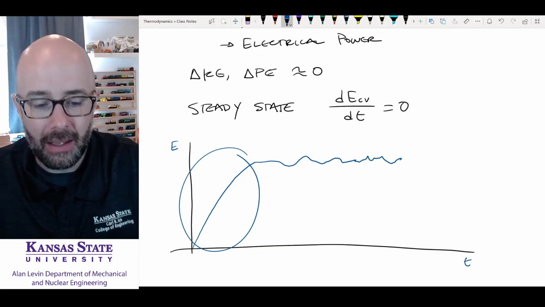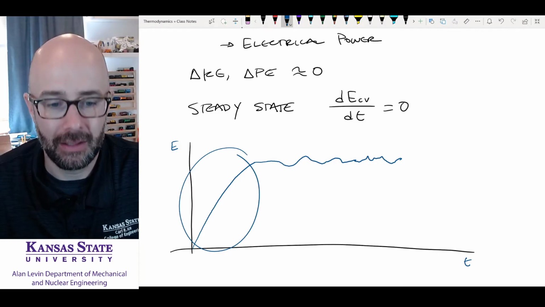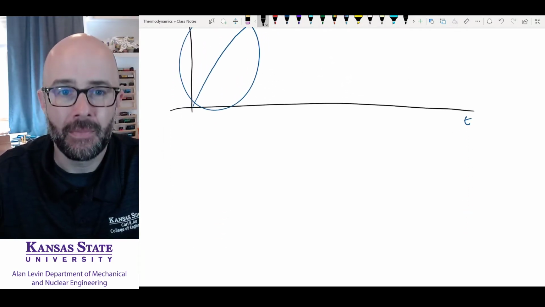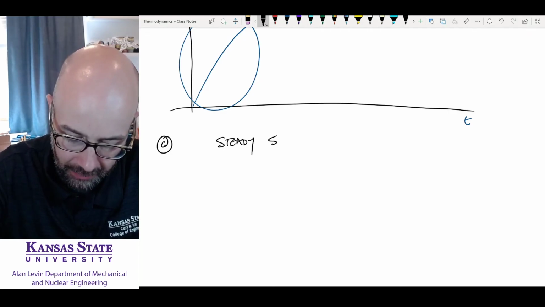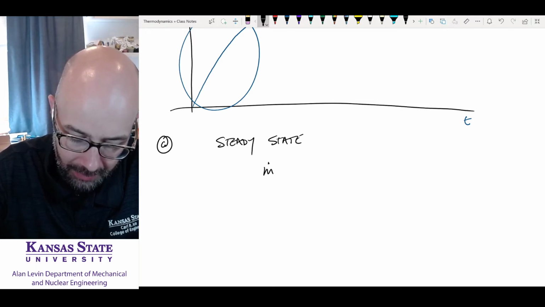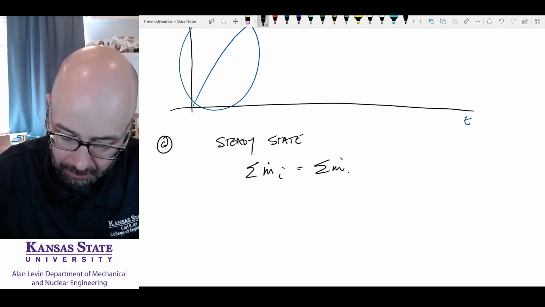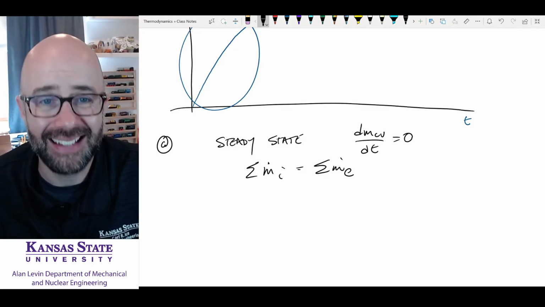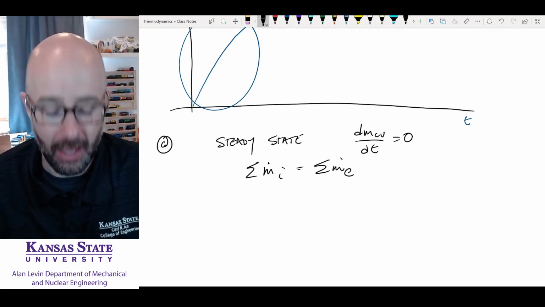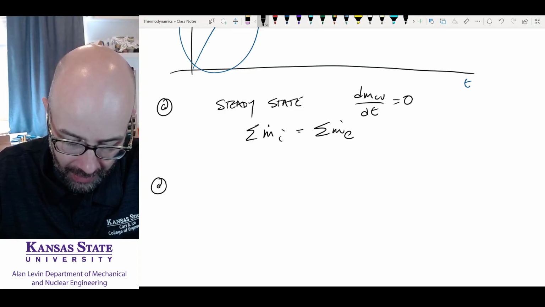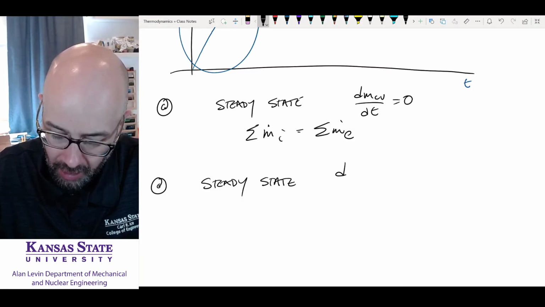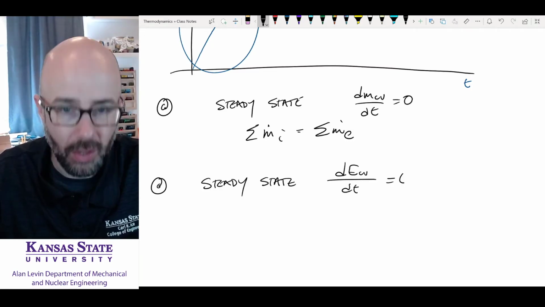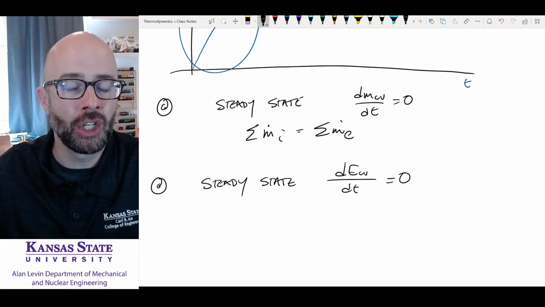Now, if you see a control volume at steady state, what you know is, at steady state, the sum of the mass flow rates in is equal to the sum of the mass flow rates out. Okay? Because the change in mass of the control volume with respect to time is equal to 0. The mass did not change in that control volume over time. The other thing we can say at steady state, the change in energy of that control volume with respect to time goes to 0. And so the energy coming in is equal to the energy going out.